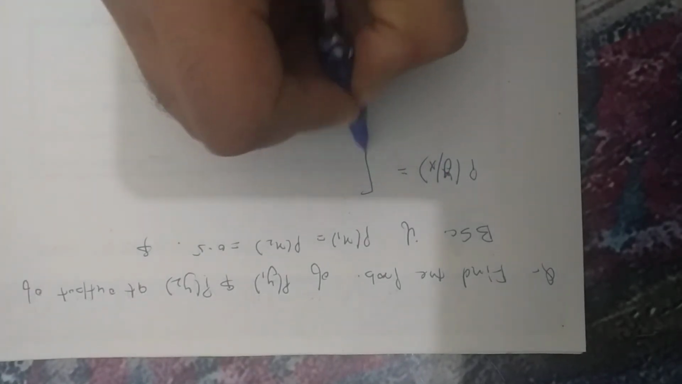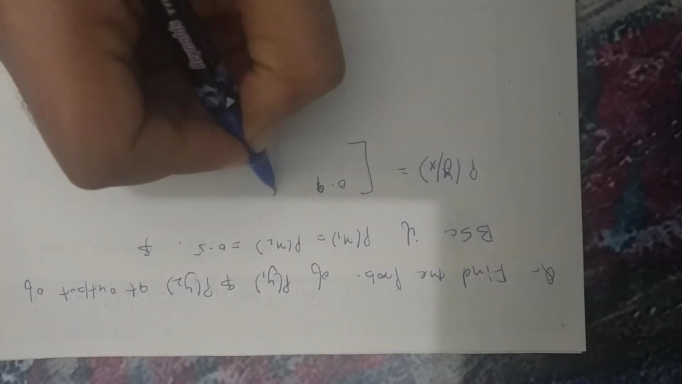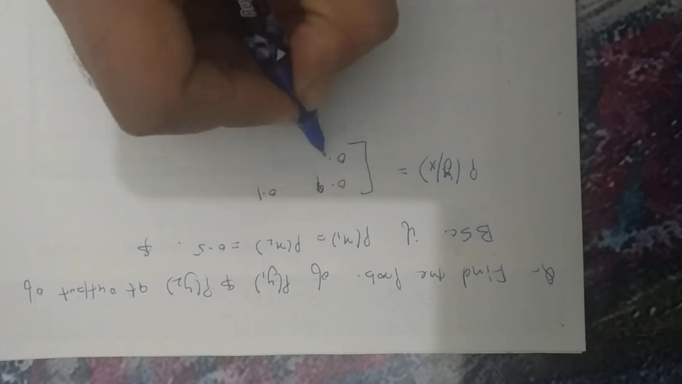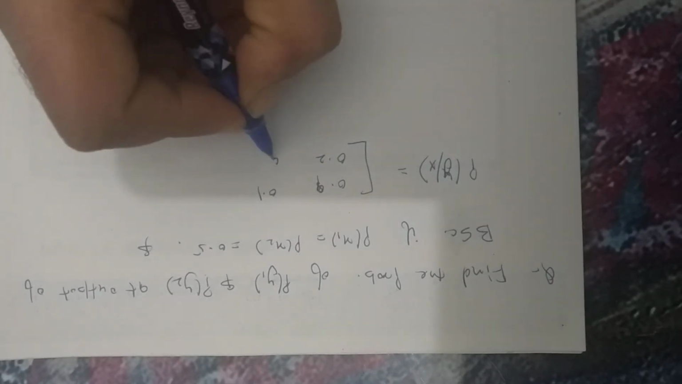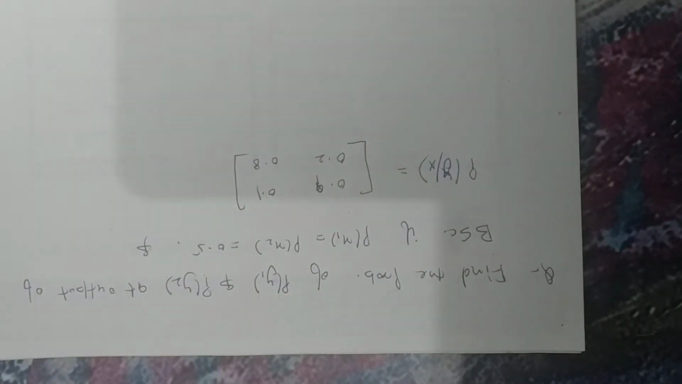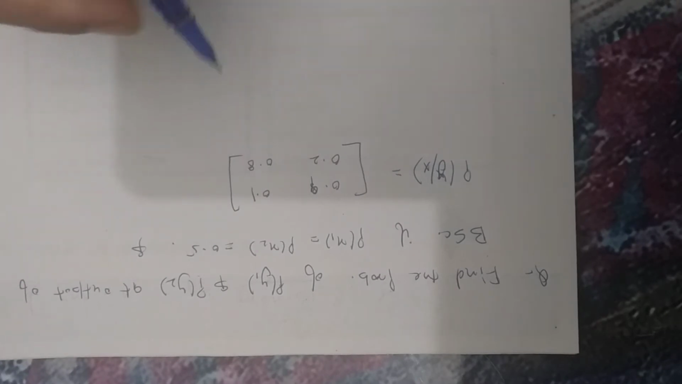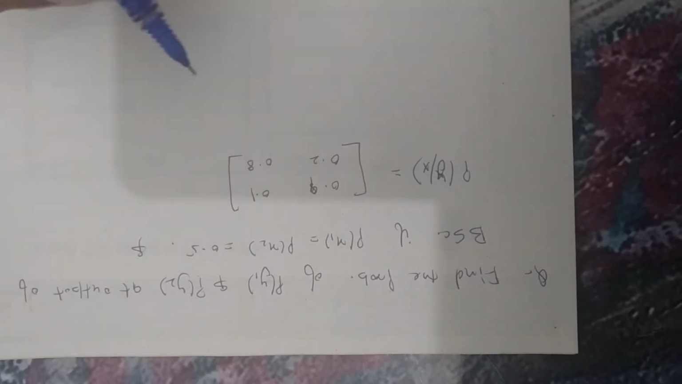for a BSC, is given like this: 0.9, 0.1, 0.2, 0.8. So this is the channel matrix given to us in the question for a BSC, and the probability of inputs x1 is equal to x2 is equal to 0.5. So we need to calculate the probability of output. Now, how are we going to find the probability of output?